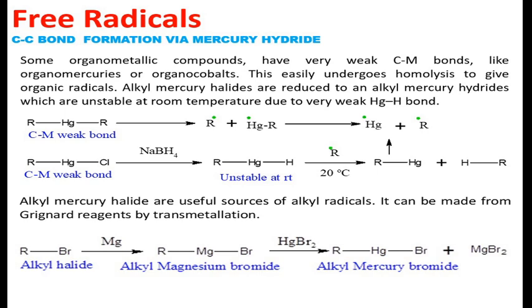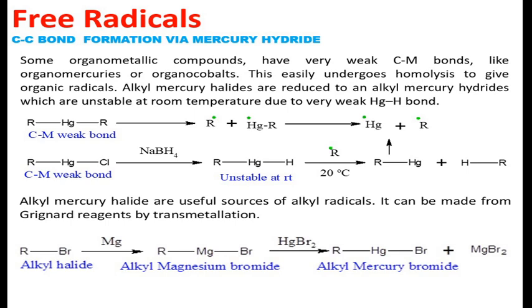The first one is an organomercury compound. It contains mercury-carbon bonds. The first compound is an organomercury compound. The second one is an alkyl mercury halide. Alkyl mercury halides are reduced to the alkyl mercury hydride. Both give us alkyl radicals, that is R radical. These alkyl mercury halides are a useful source of alkyl radicals. How are these alkyl mercury halides prepared?